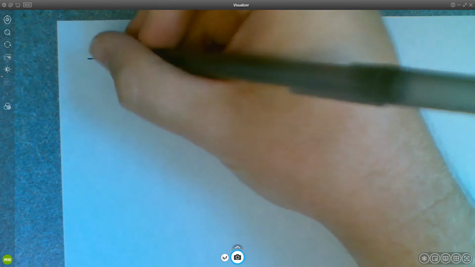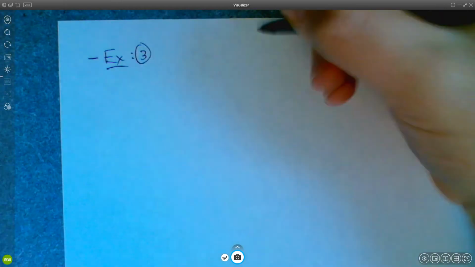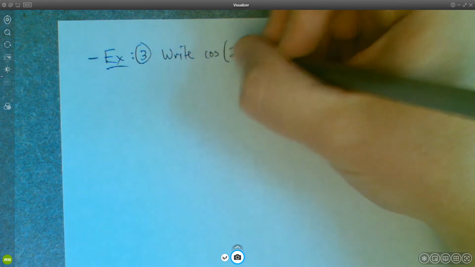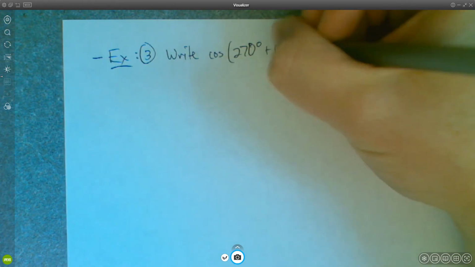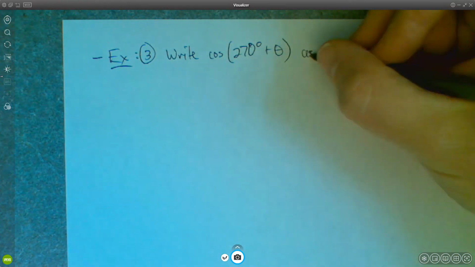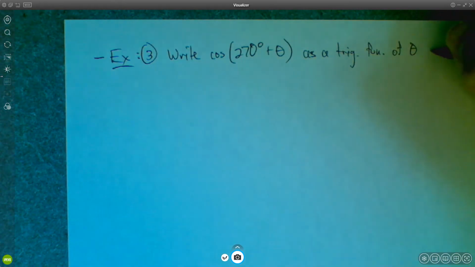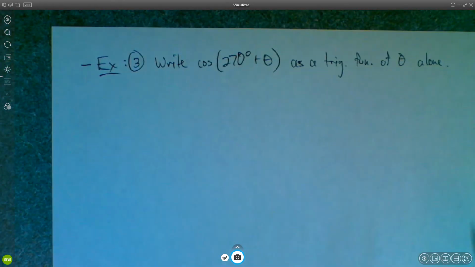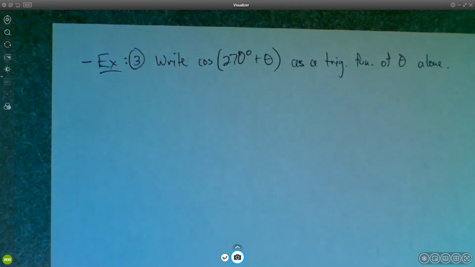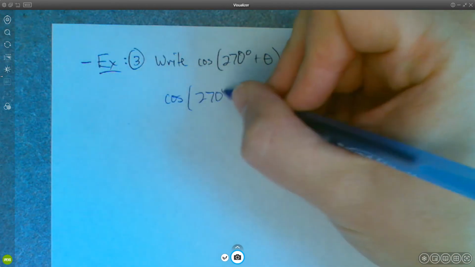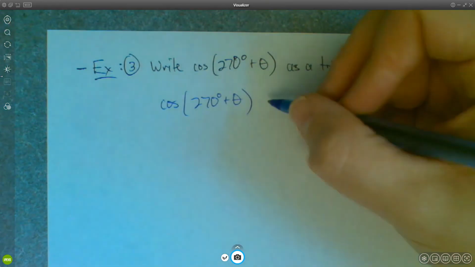Okay, so here's something else we can do now that we've got this tool, right? So we can write cosine of 270 degrees plus theta as a trig function of theta alone. In other words, we want our argument to just be theta, not like theta plus something or 2 times theta or whatever. We just want the argument to be theta. So how can we do this? Well, obviously by using the sum identity that we just derived a second ago, right?